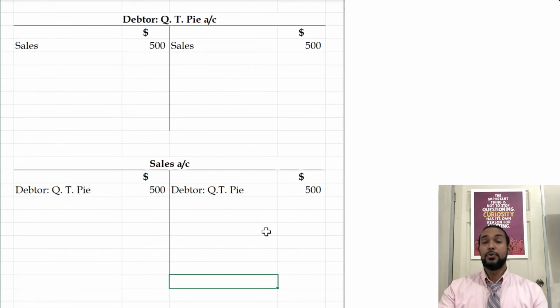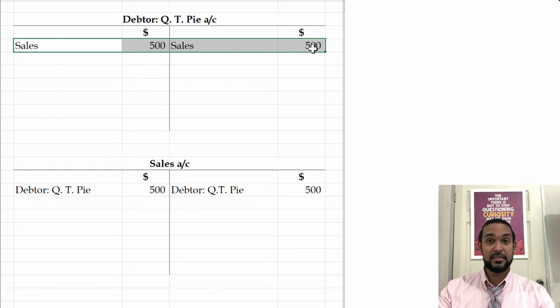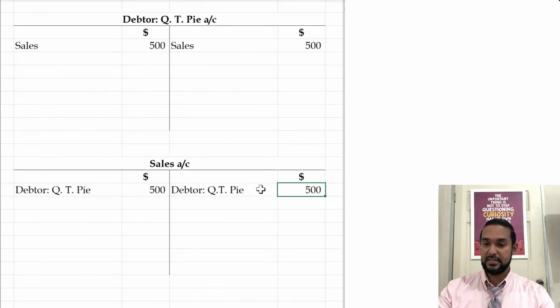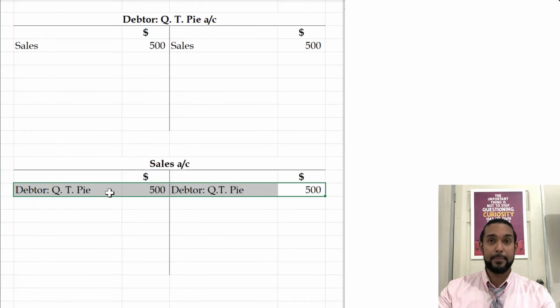Nice. So now we've undone the wrong. We're not done because this debit cancels the incorrect credit, as does this credit cancel this incorrect debit. But remember, that's just half of what we had to do. We undid the wrong. We still have to do the right thing. How do we do that? Well, what was supposed to have happened in the first place? We were supposed to have debited QT-Pi and credited sales.